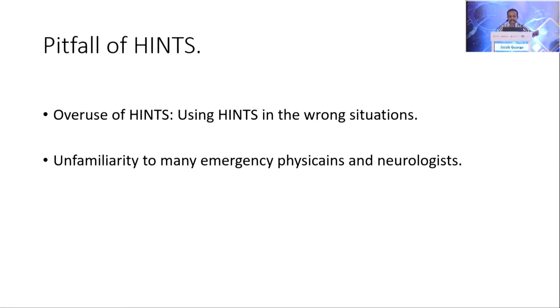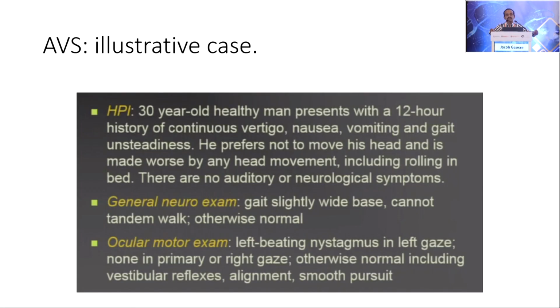Now I'll just ask a question. We'll see whether there is something inside this which people cannot comprehend very easily, as you can see from this case. For example, a 30-year-old healthy man presents with a 12-hour history of continuous vertigo, nausea, vomiting, and gait instability. He prefers not to move his head and is made worse by head movement, including rolling in the bed. That's typical for any vertigo. General neuro examination, gait slightly wide base, cannot tandem walk, otherwise normal. Left beating nystagmus in left gaze. None in primary or right gaze. Otherwise normal, including vestibular reflexes, alignment, and smooth pursuit. So is it central or peripheral?